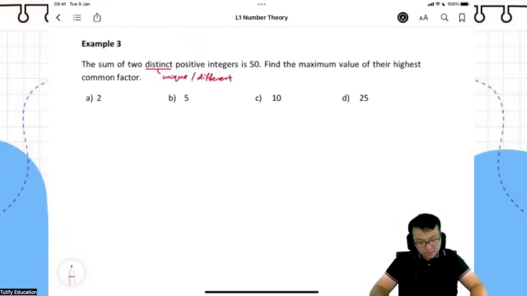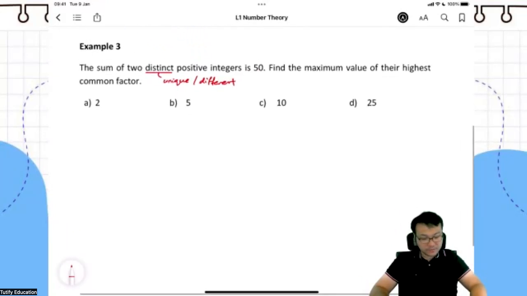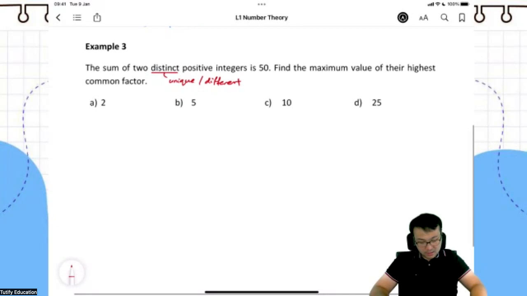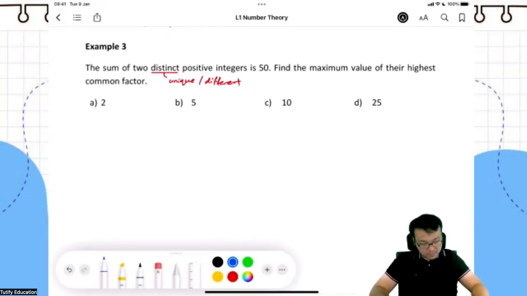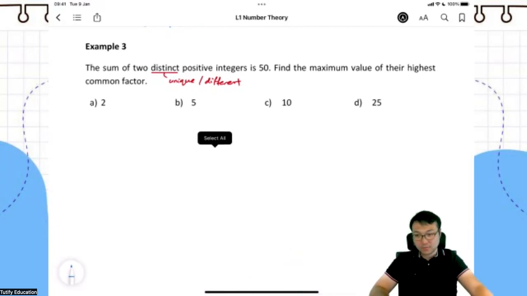Okay? Find the maximum value of the highest common factor. Okay, so Nicholas, what's happening here? Over here we have some options A, B, C, and D. They are telling you that the sum of two positive integers is 50. What is the maximum value of their highest common factor? Any idea?